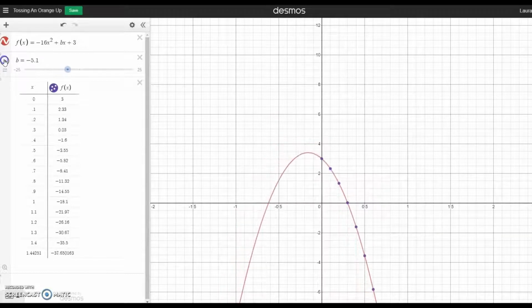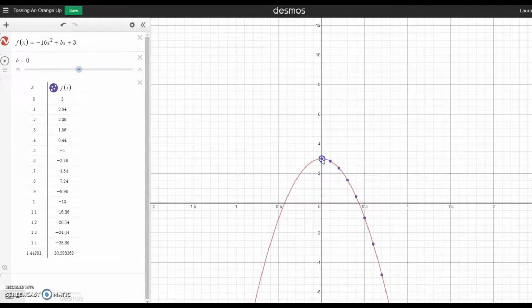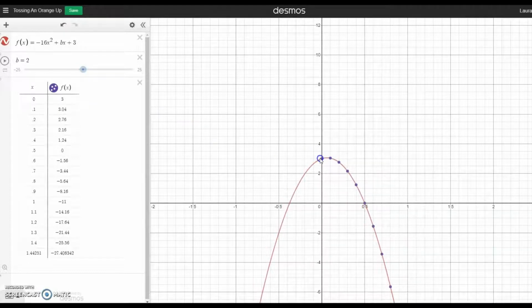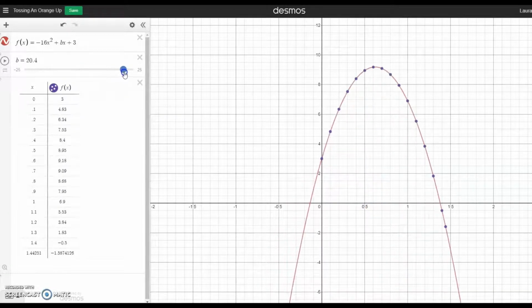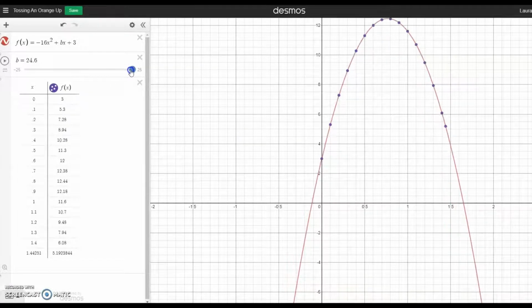Let's see what happens when b equals 0. Let's take it to 0. Okay, when b equals 0, you can see that if we were going to take an instantaneous rate of change right here, it would probably be horizontal, the slope would be 0. If we move it up just a little bit positive, maybe to 2, that instantaneous rate of change is growing slowly. And when we take it up more dramatically, that instantaneous rate of change right at the initial value of t equals 0 is growing, and right here is when the instantaneous rate of change is about 25.